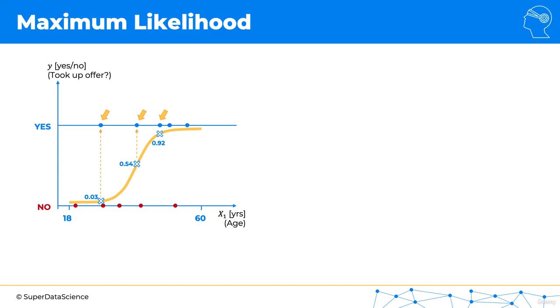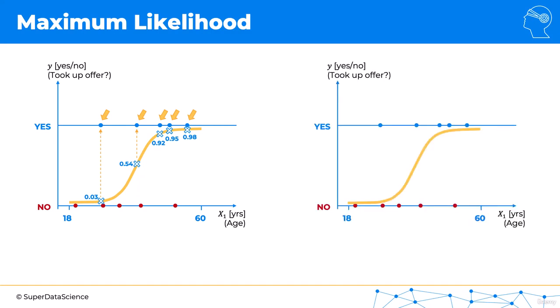For this data point, it would be 92%. For this data point, 95%. For this data point, our logistic regression for that specific age predicts 98%. So we've got all those numbers. Great. Now, just to avoid cluttering this image, we'll do the bottom points on a separate image.